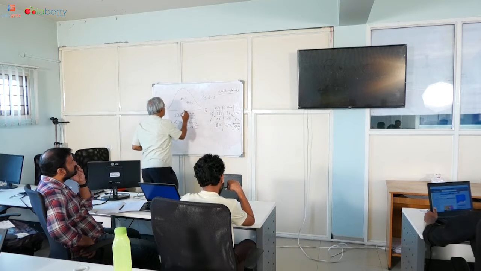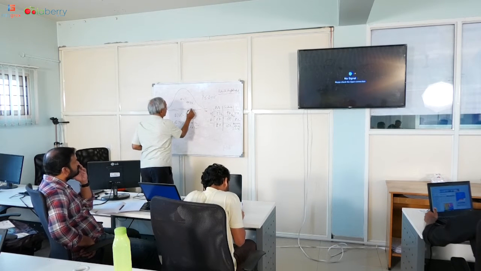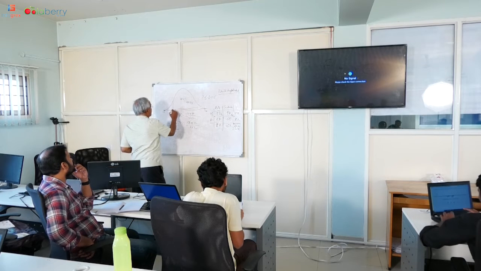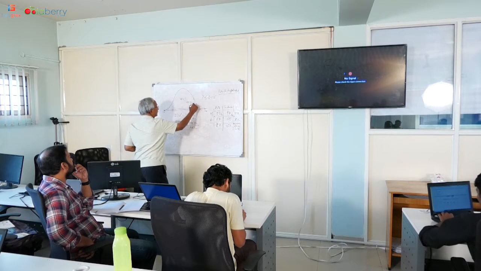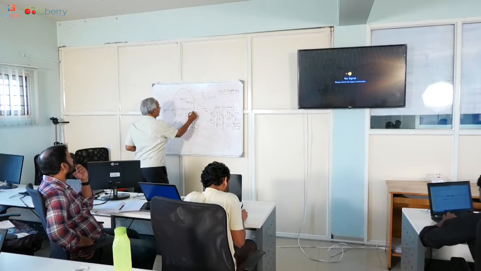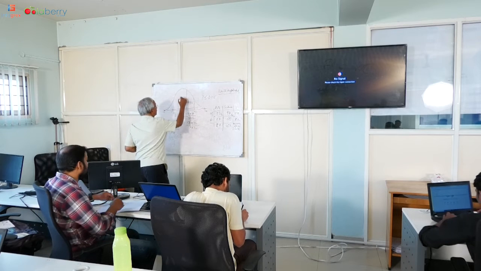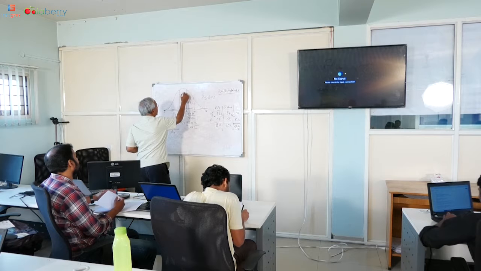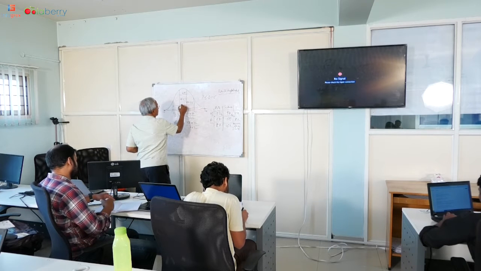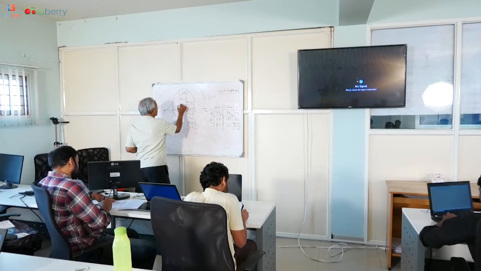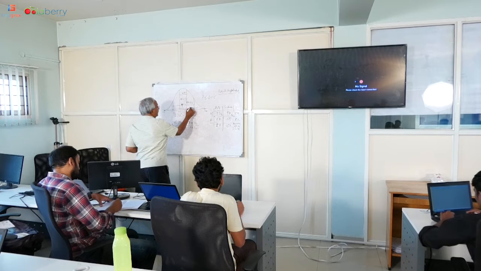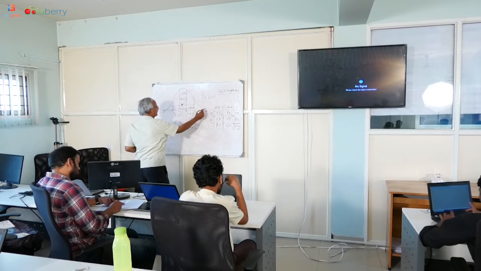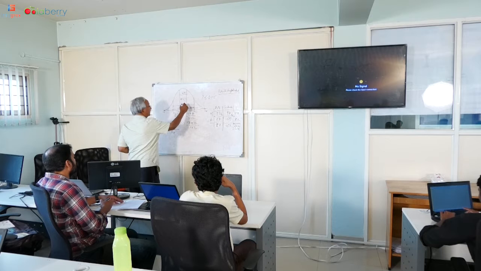So what does 0.05 mean? On the normal curve, this is -2 to +2, and this is -1 to +1. So this is 68%, this is 95%, and this is 99.7%.